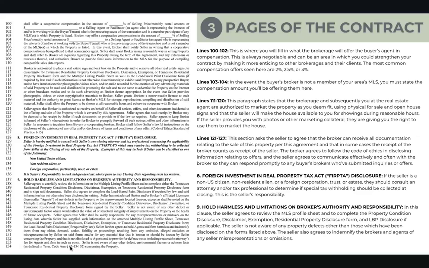Okay, lines 121 to 127. This section asks the seller to agree that the broker can receive all documentation relating to the sale of the property per this agreement, and that in some cases, the receipt of the broker counts as receipt of the seller. The broker agrees to follow the code of ethics in disclosing information relating to the offer, and the seller agrees to communicate effectively and often with the broker so they can respond promptly to any buyer's brokers who've submitted inquiries or offers.